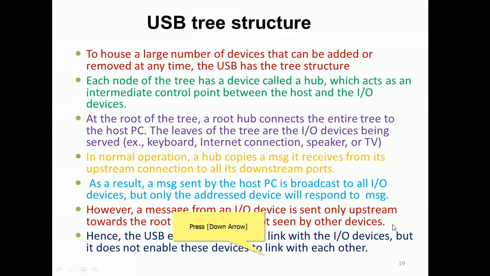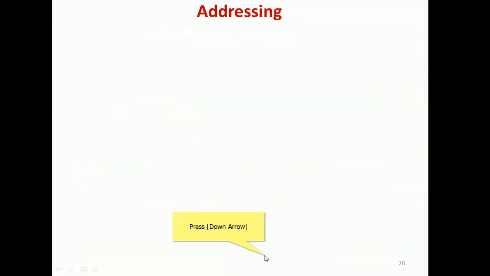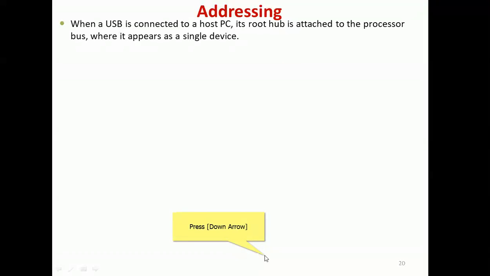Hence USB enables the host to link with the IO devices, but it does not enable these devices to link with each other. An addressing mechanism is there. When USB is connected to the host computer, the root hub is attached to the processor bus, where it appears as a single device.